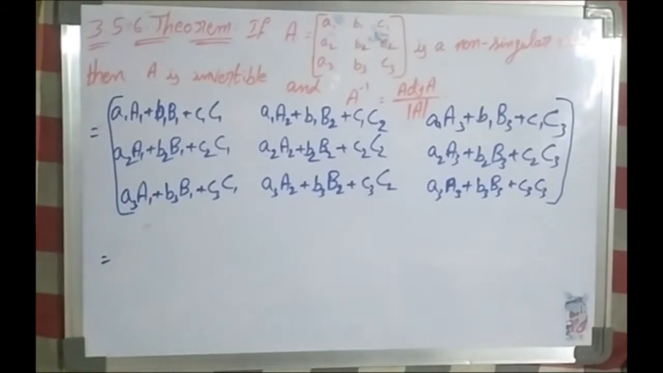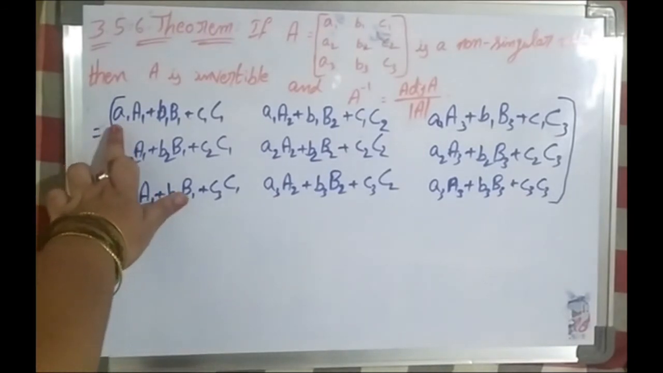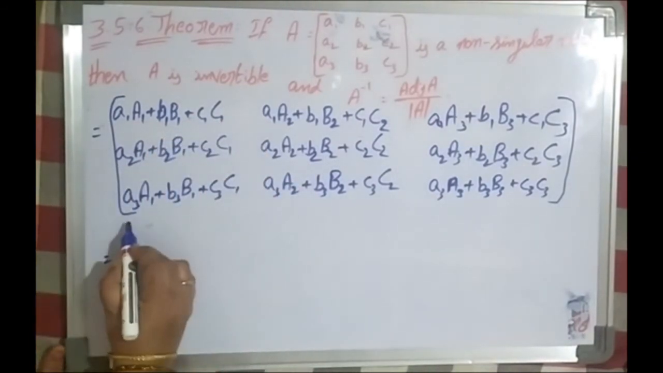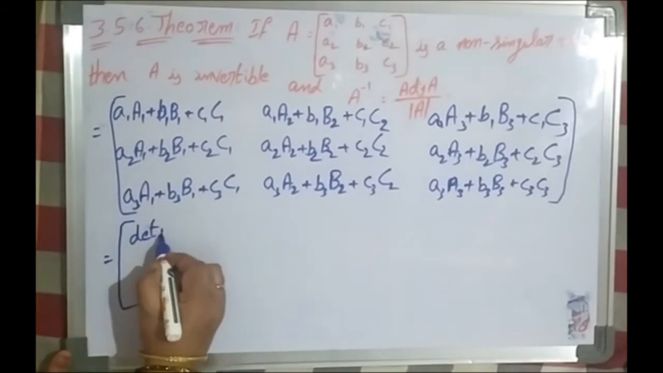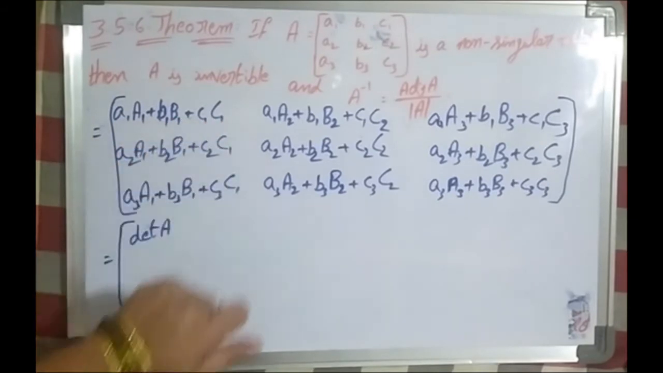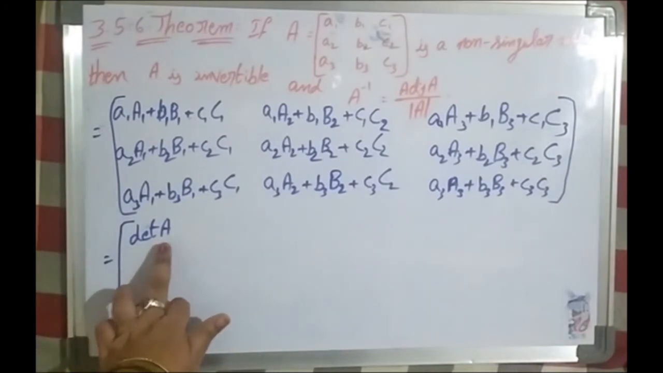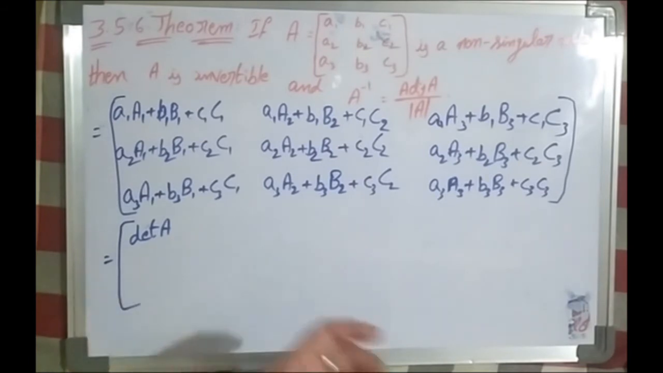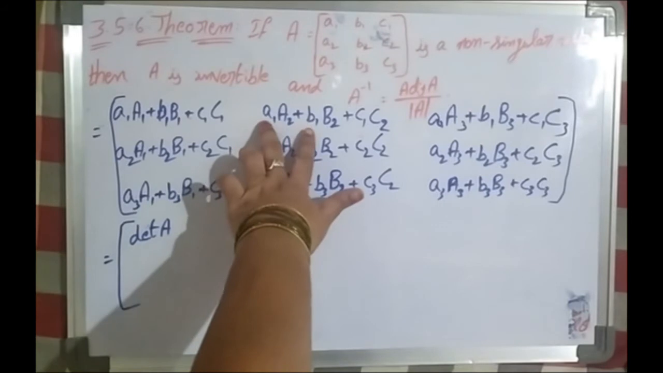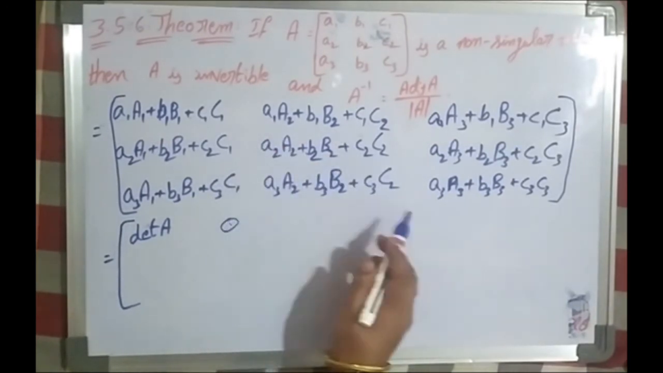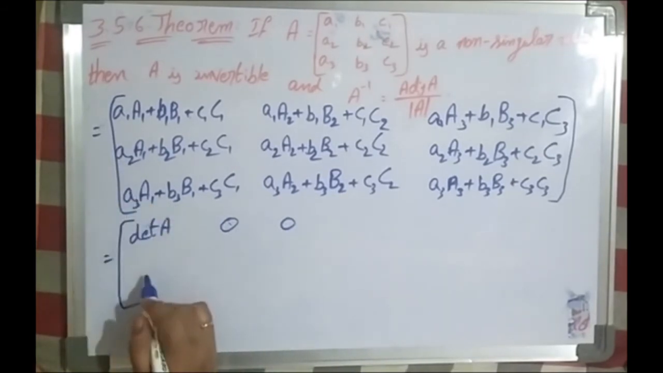We know that a1 A1 plus b1 B1 plus c1 C1 is the determinant of A, by the definition of det A. By using the properties of determinants, specifically the ninth property, the value a1 A2 plus b1 B2 plus c1 C2 is equal to 0, and the third value is also 0.